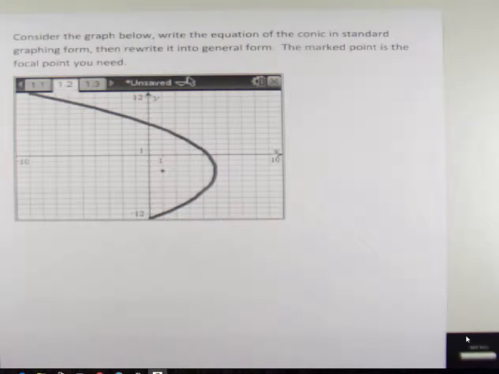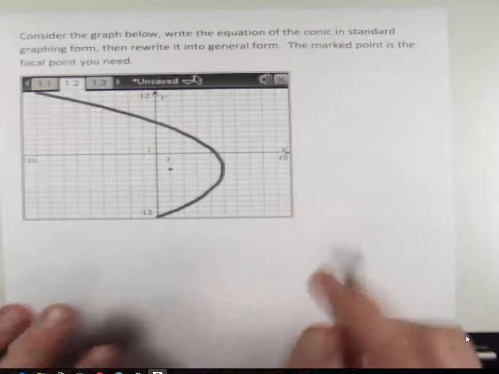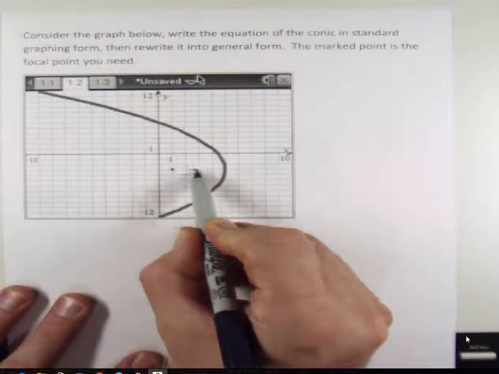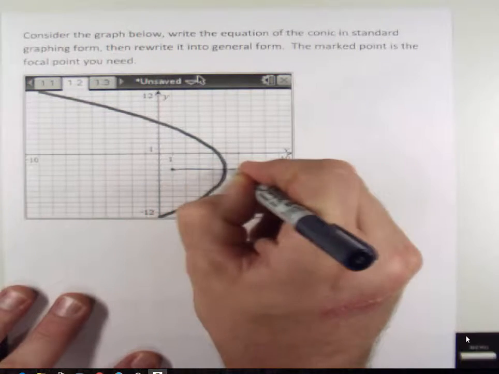Good morning. Again, as we go through what we're doing for conics, this was the last problem of the quiz. Notice you have a graph, you have the focal point, so you know it's a parabola, you know it's opening sideways and to the left. You know your focal distance must be negative. You also know that the y term is being squared. So the first thing I expected a student to do was just to draw in the axis of symmetry.